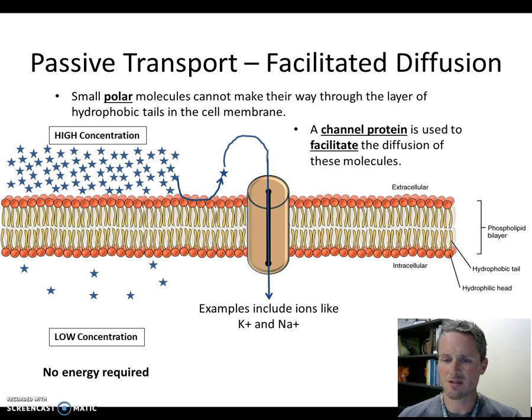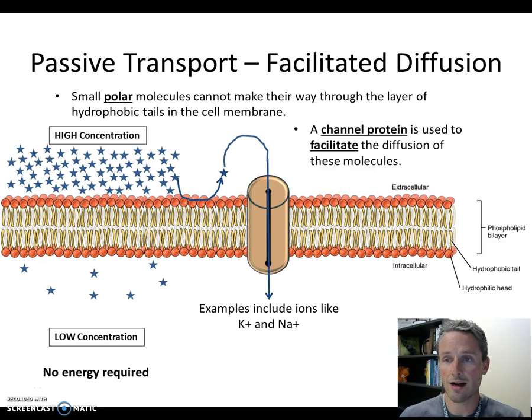So some examples of small polar things that transfer through these channel proteins are things like ions, things like sodium and potassium. Now there's a problem with this channel protein: we can't make that tube too big. Because if we made the tube really big, all sorts of smaller things would sneak through along with the big molecules that we wanted to let through.